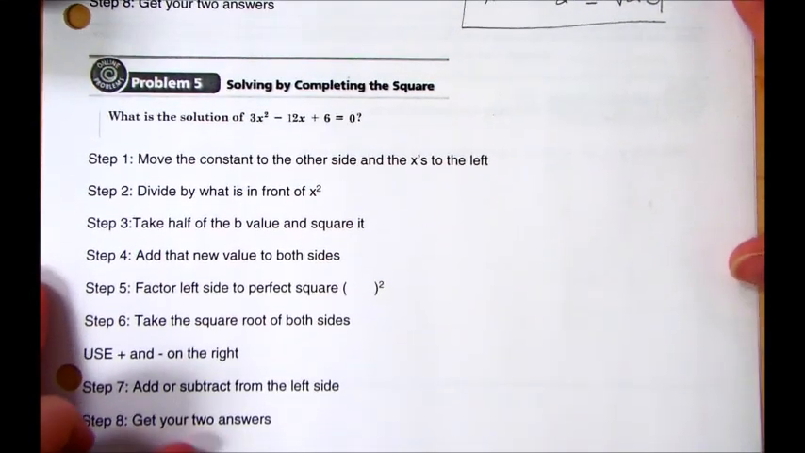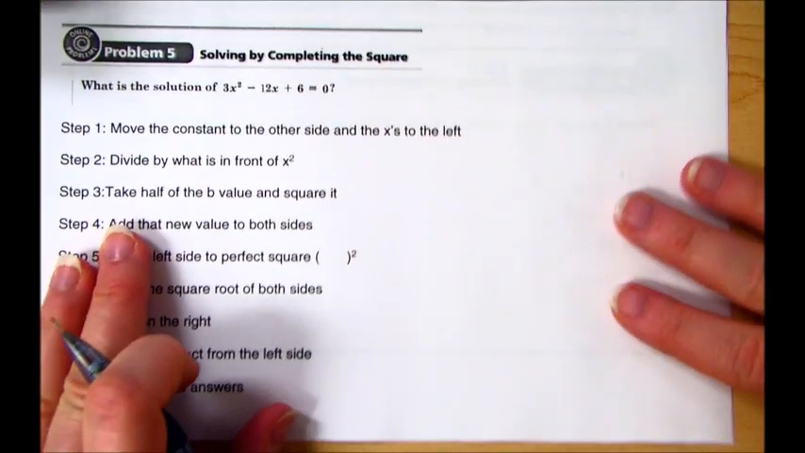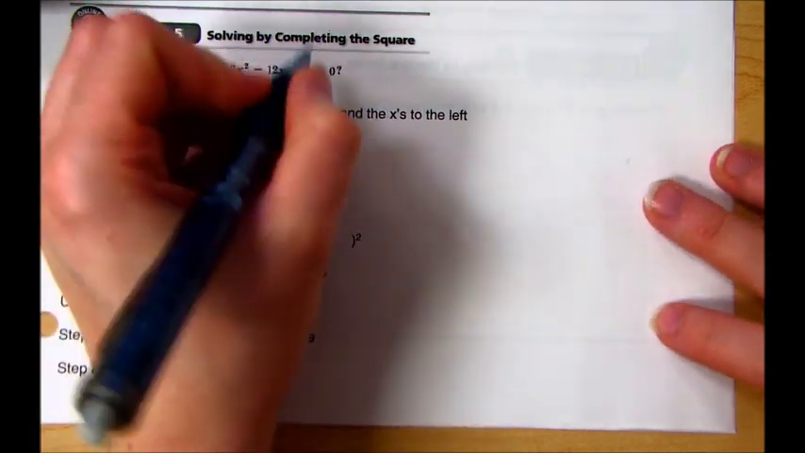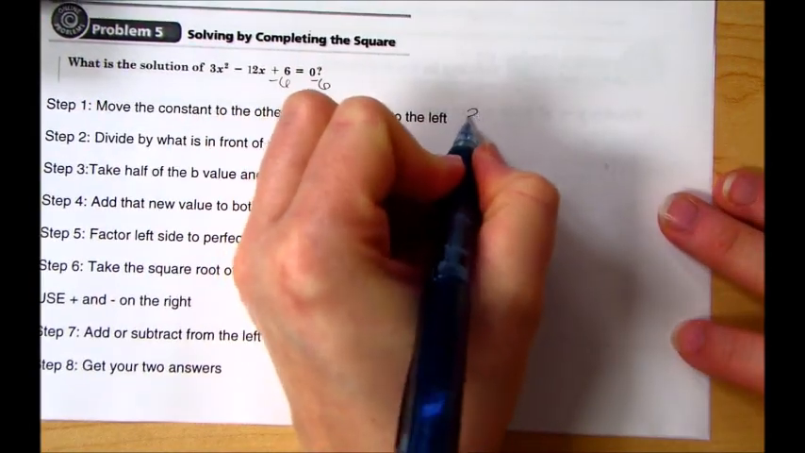Let's try this again in problem 5. This one's going to be a little more complicated, I think. Step 1, move the constant to the other side and the x's to the left. So we're going to do minus 6 and minus 6. So we end up getting 3x squared.